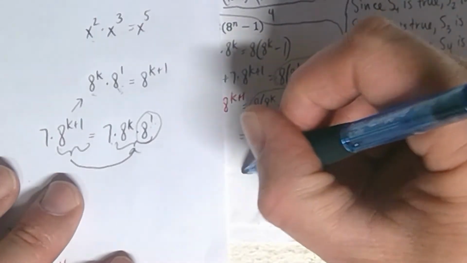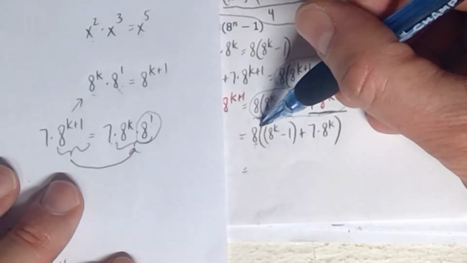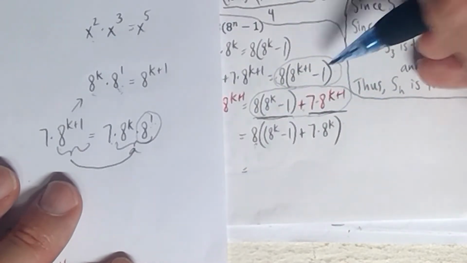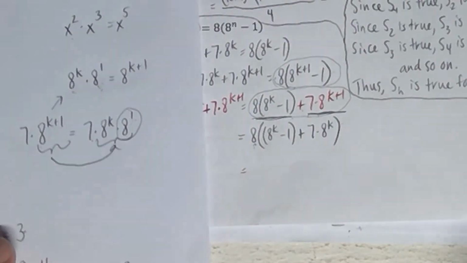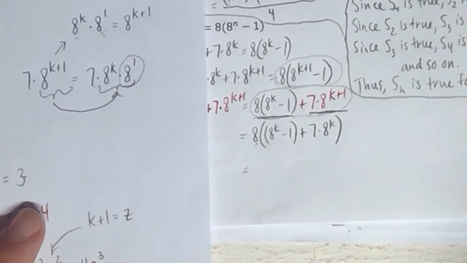Okay, so I got the 8 on the outside. So now can I prove that the inside of the big bracket right here is equal to this? I can. Let me show you how. Okay, again, I need you to listen carefully here. It's a little bit complicated. 8^k and 7 times 8^k.